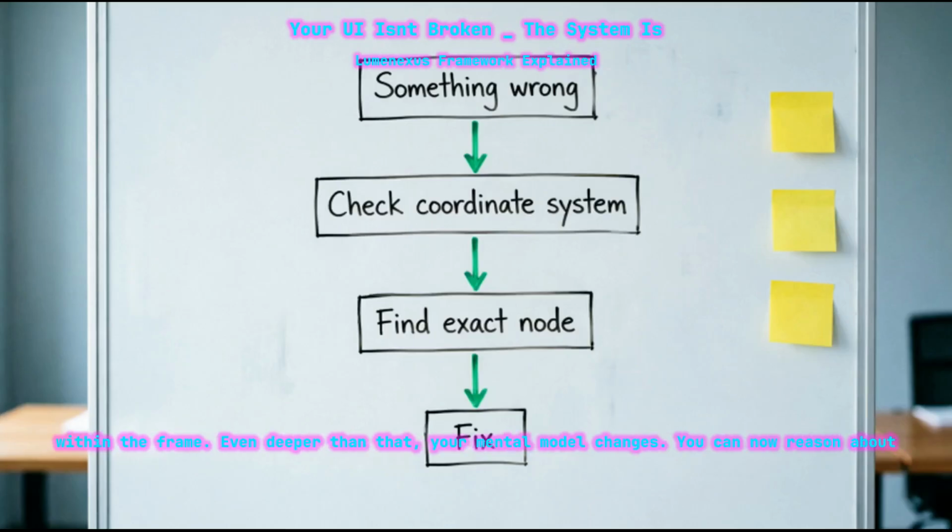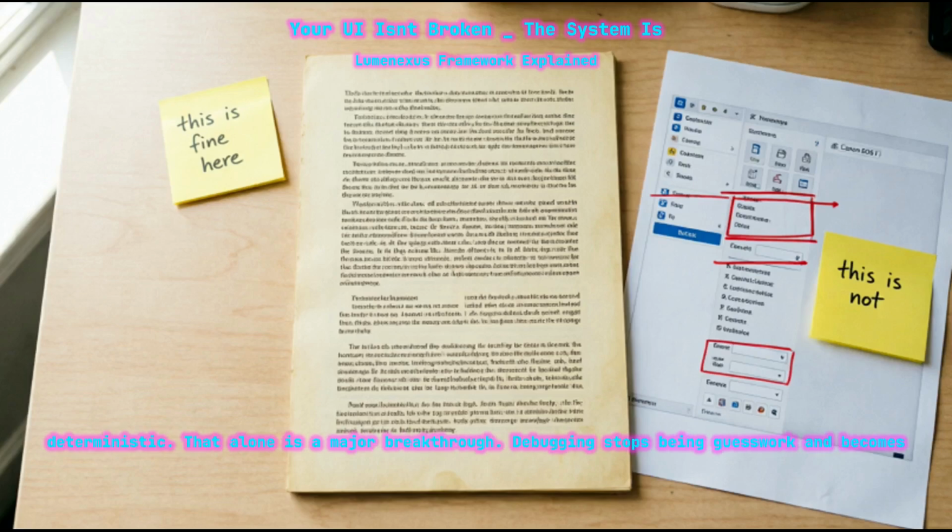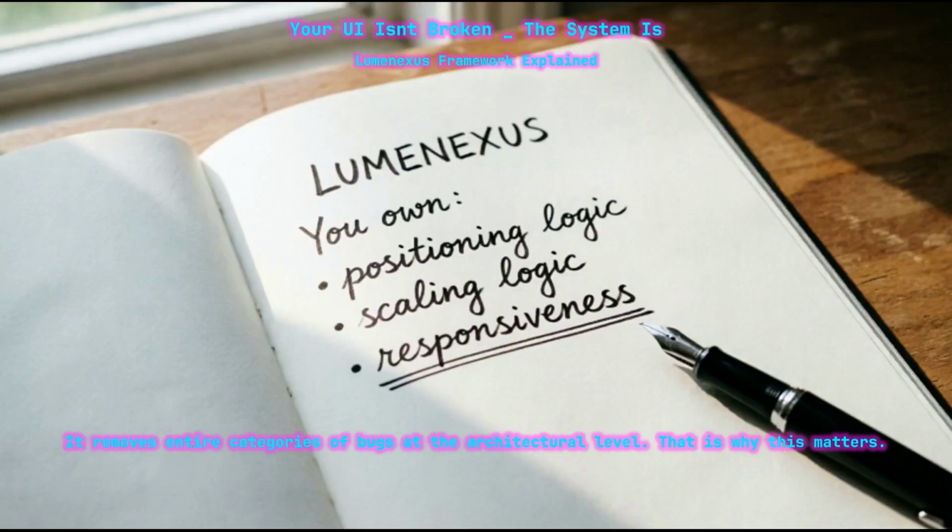Even deeper than that, your mental model changes. You can now reason about your UI with precision. If something is wrong, you know where to look because the system is deterministic. That alone is a major breakthrough. Debugging stops being guesswork and becomes engineering again. The Lumenexus Framework, or FVLA, does not just fix surface-level issues. It removes entire categories of bugs at the architectural level. That is why this matters.